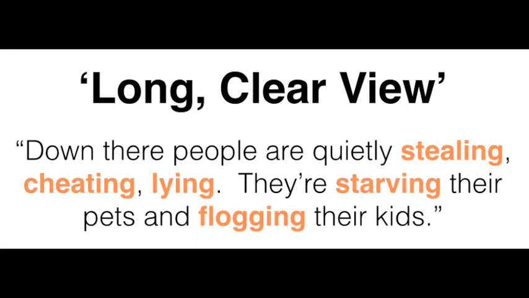In Long Clear View, the second-person narrative invites you to peer out at the world of Angelus through your parents' window. Down there, people are quietly stealing, cheating, lying. They're starving their pets and flogging their kids. The accumulation of these present participles affects our interpretation of life in Angelus, making the suffering current and continual for the characters living there. There is something deeply authentic about Angelus and its inhabitants.